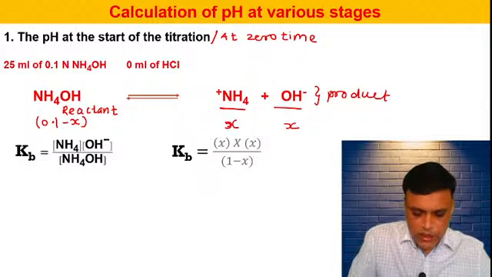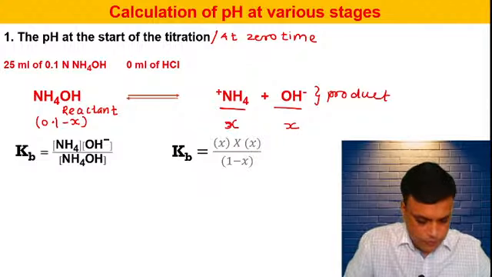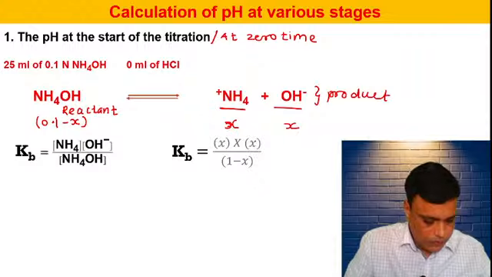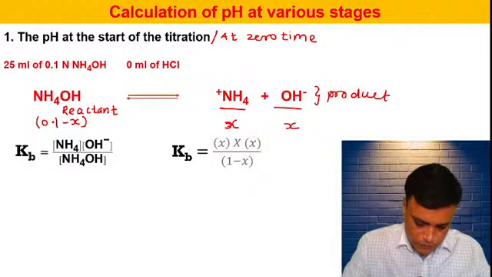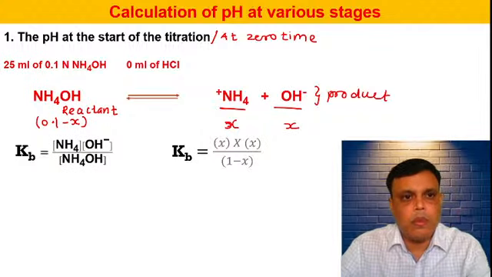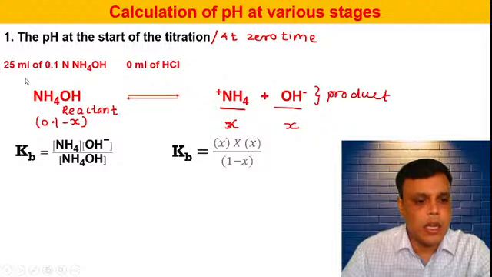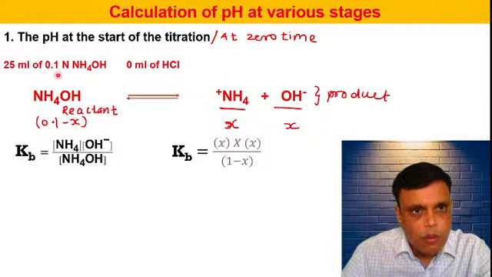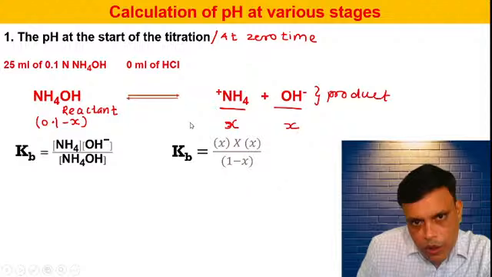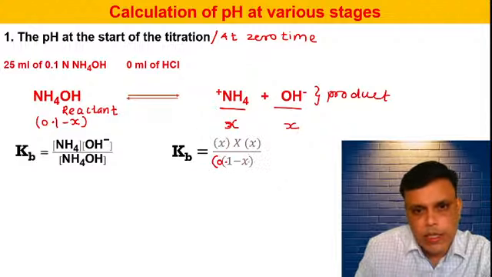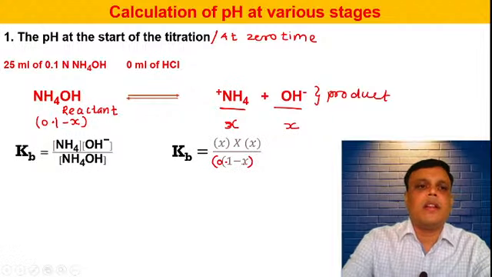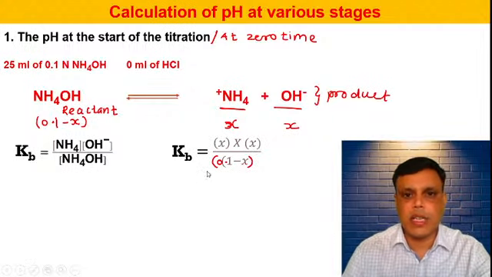First let me check whether this is correct or wrong, the 0.1. Just give me one minute. Okay, the 0.1 is correct. Why is it correct? Because we have taken 0.1 normal ammonium hydroxide. So here 0.1 is there. This is your dissociation constant Kb.